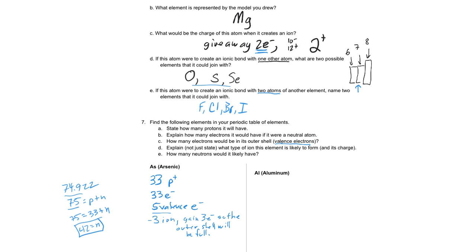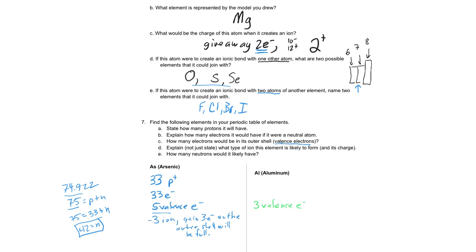Okay, we can find aluminum. Aluminum is technically in the third column. Remember, we skipped the elements in the middle, the transition elements. So aluminum is the third column. It's right under boron. Okay, the elements in that column have 3 valence electrons. So I'm already going to know letter C is that there are 3 valence electrons.